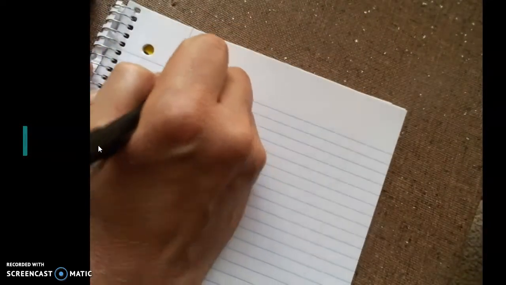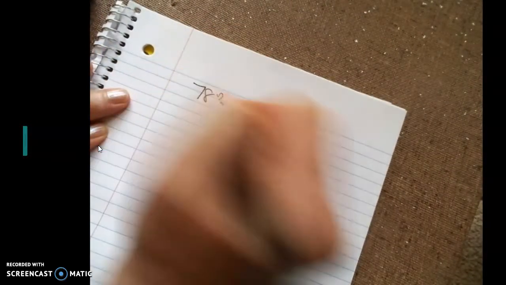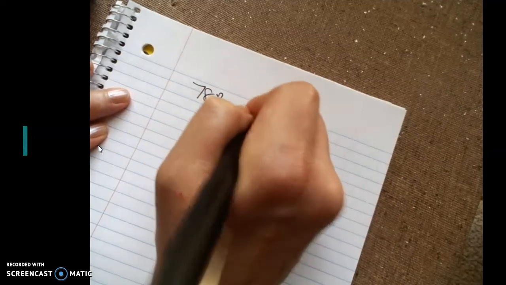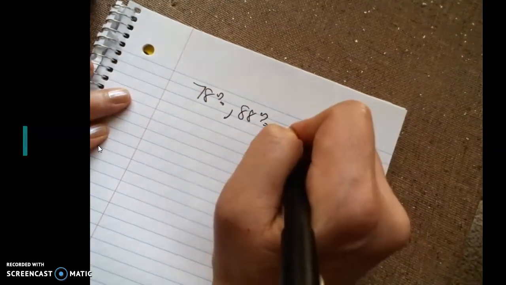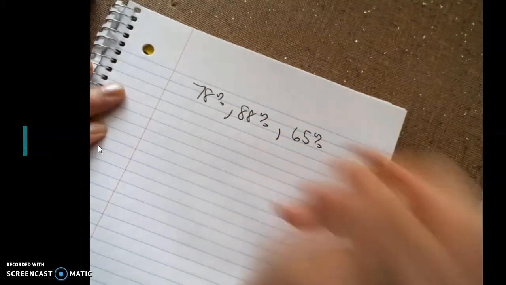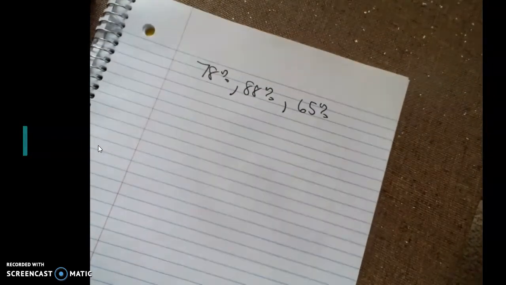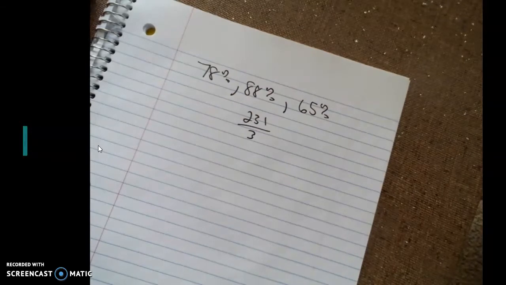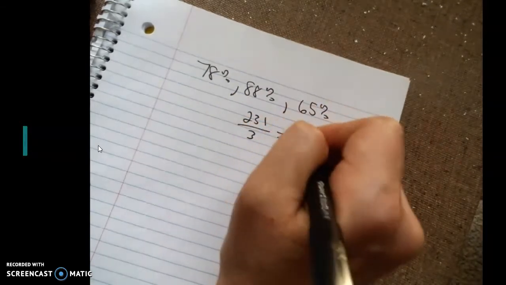Say you have 78% on a test, and then maybe someone else has an 88% on a test, and maybe someone else has a 65% on a test. Okay, we want to find the standard deviation. All right, so we're going to average these first. So 78 plus 88 plus 65 is 231, divided by 3. That gives me 77.